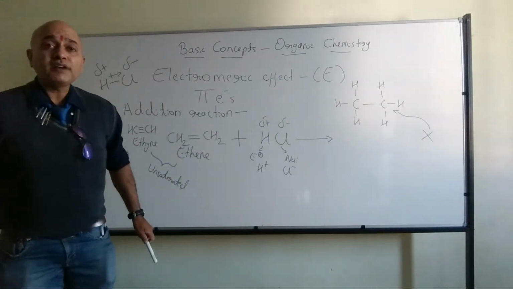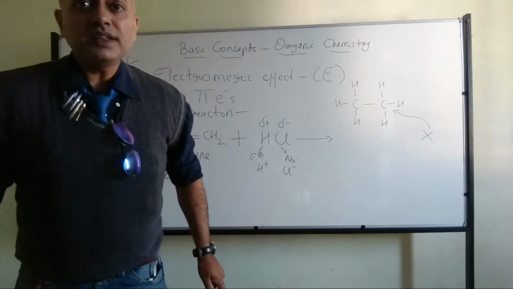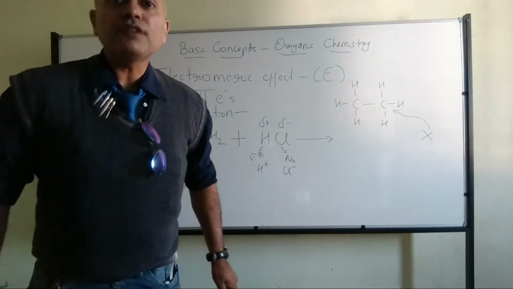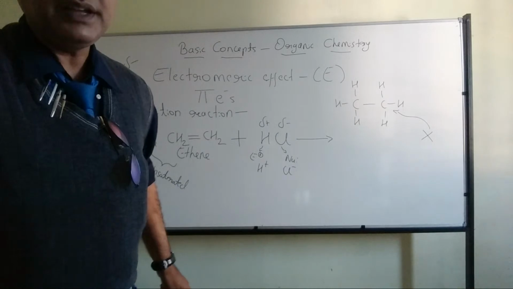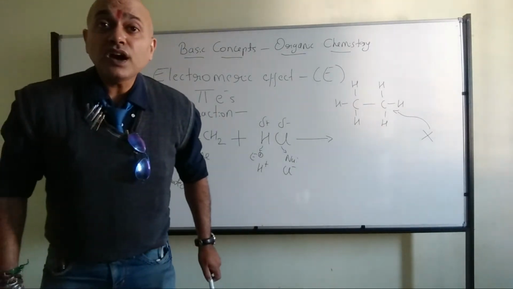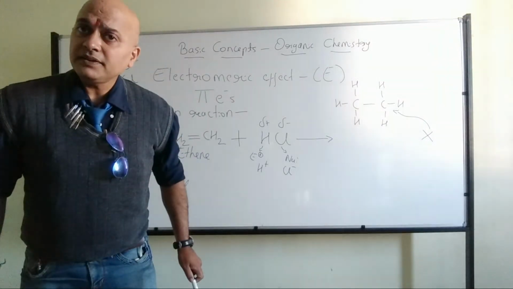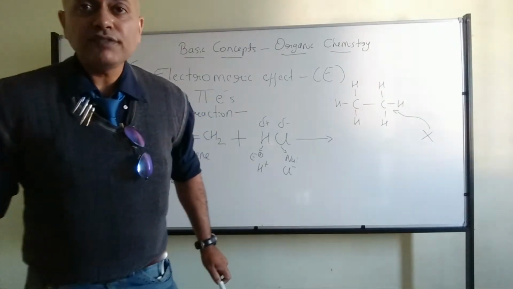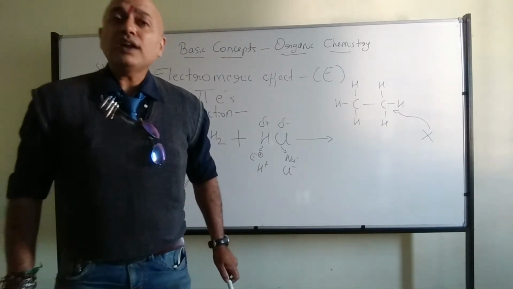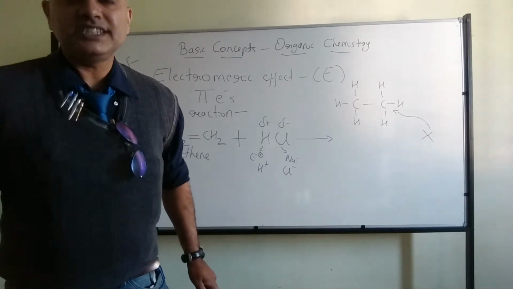So if I want to define the electromagnetic effect, this is the phenomenon or condition where there will be displacement of the pi electrons in the presence of an attacking reagent. Whether I am clear? So what do you mean by electromagnetic effect? It is the displacement of the pi electron in an organic compound in the presence of an attacking reagent.